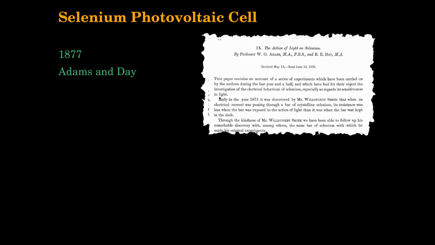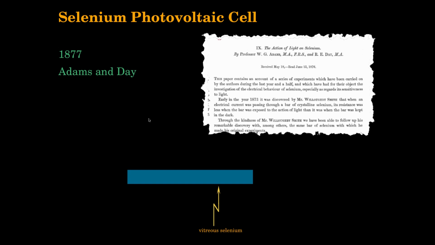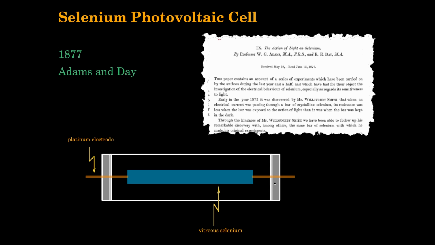So they actually borrowed on the discovery of Willoughby Smith that when an electric current was passing through a bar of crystalline selenium, its resistance was less when the bar was exposed to the action of light than it was when the bar was kept in the dark. So, borrowing on this principle, Adams and Day made a selenium photovoltaic cell. They used vitreous selenium, and to that the platinum electrodes were attached. It was encased in a glass tube, and the light was made to be incident on the selenium through the glass tube, and they observed the current flowing through the electrodes and the external circuit. So this was the selenium photovoltaic cell.